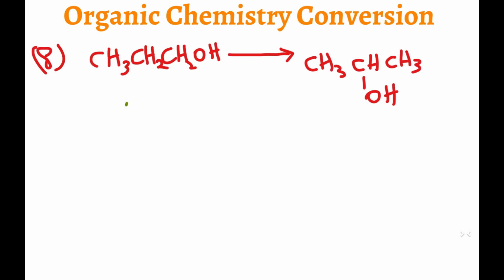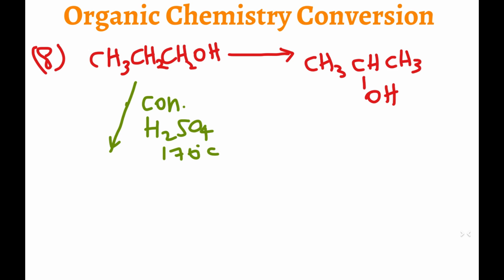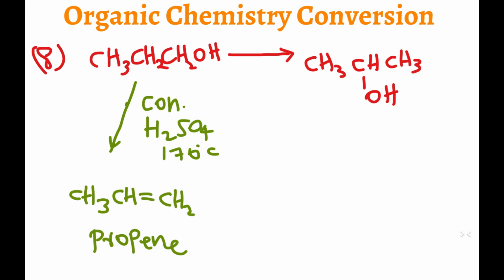For that, we have to use concentrated H2SO4 under 170 Celsius degrees. Basically, this reaction becomes an elimination reaction. This is our alkene. This alkene is known as propene. After making propene, we have to use only one more step, that is, we have to add the OH minus nucleophile into the middle carbon atom.